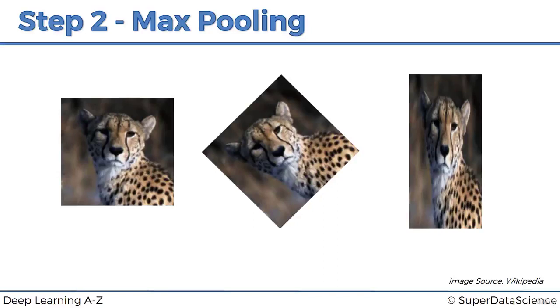Well, to answer that question, let's have a look at these images. On these three images, we've got a cheetah. In fact, it is the same exact cheetah. On the first image, the image is positioned properly and the cheetah is looking straight at you. On the second image, it's a bit rotated and the third image is a bit squashed. And the thing here is that we want the neural network to be able to recognize the cheetah in every single one of these images. In fact, this is just one cheetah.